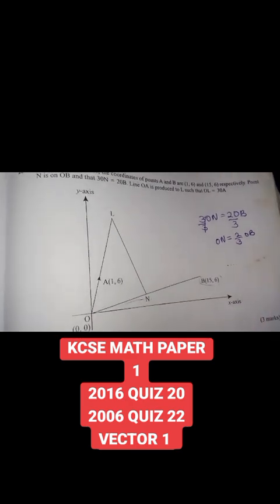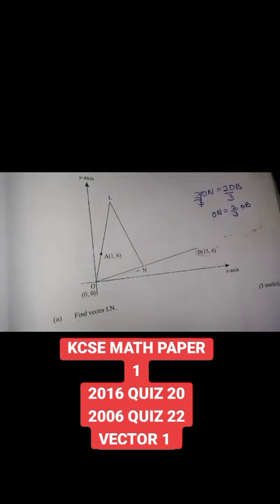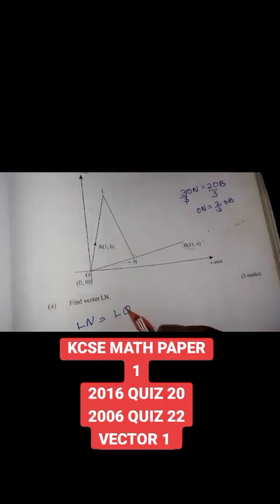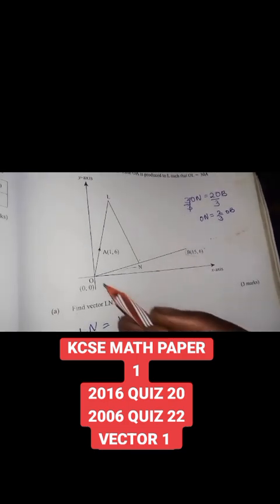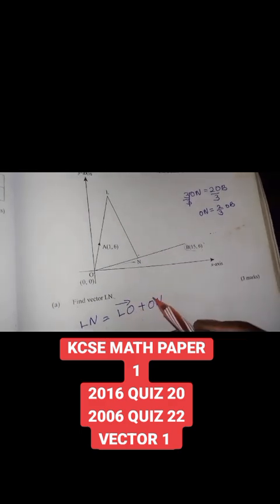Therefore, we are told to find the vector LN. To find LN, if I'm standing at L and I want to go to N, I simply have to come through LO first, you can see against the arrow. Then I go from O to N. These ones are capitals.